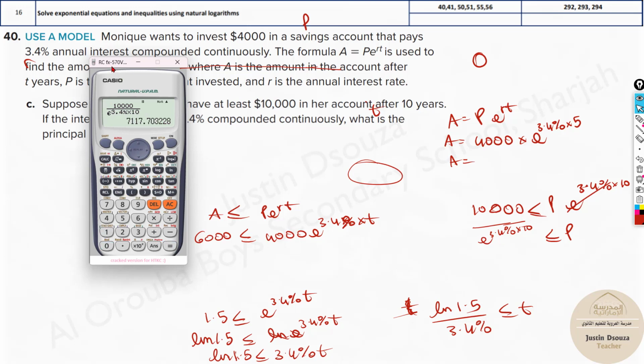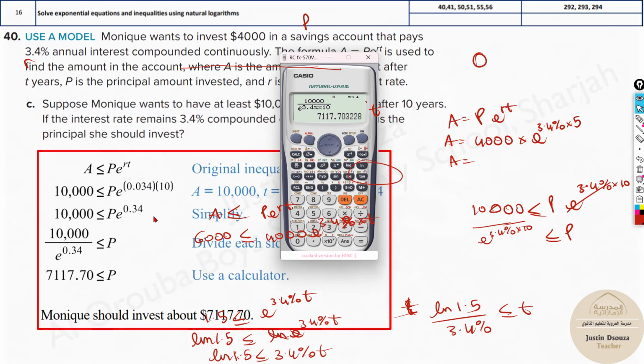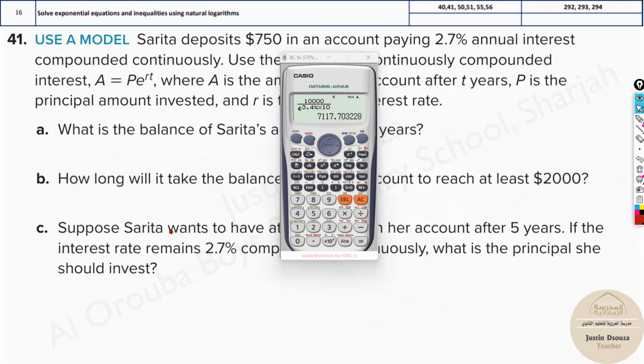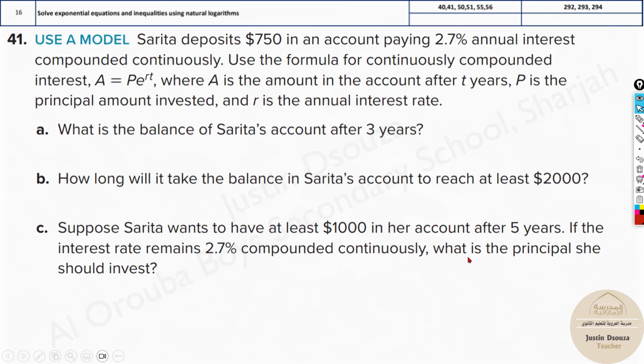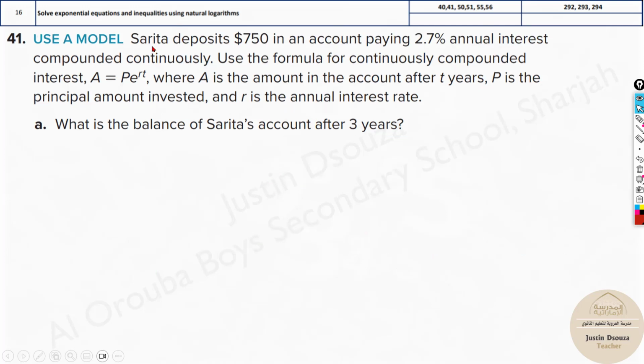The answer is 7017.7. That's the answer. If you know how to write the formula and substitute, it's very simple. Now here it's the same thing. I'll just walk through the answers.